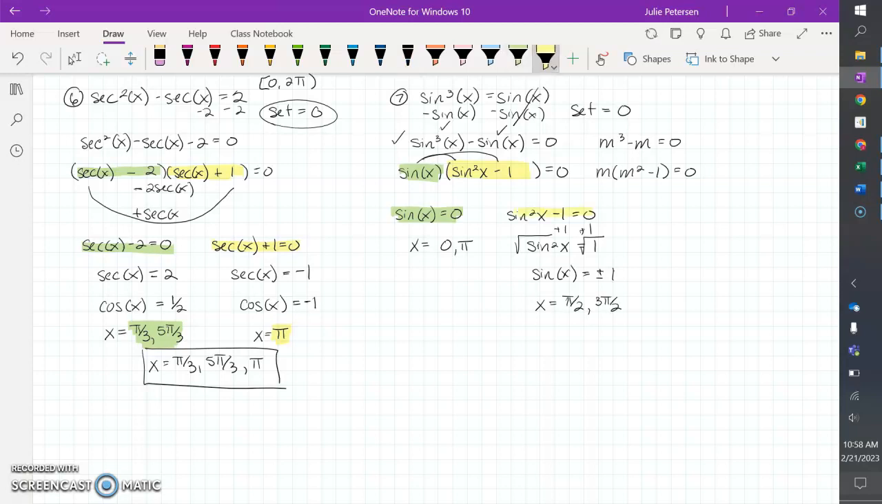All right, so we have this, and these were our solutions from the second factor. These are our solutions from the first factor. And then let's list them all out. So 0, pi, pi over 2, 3 pi over 2.